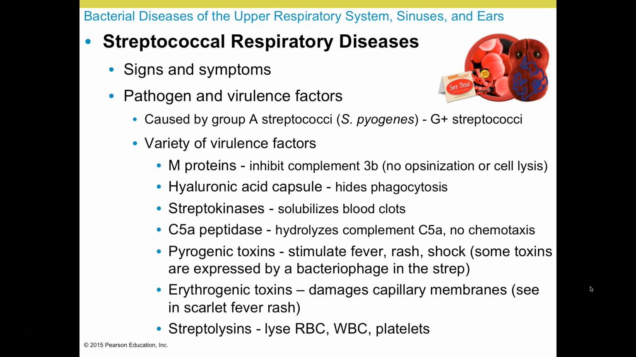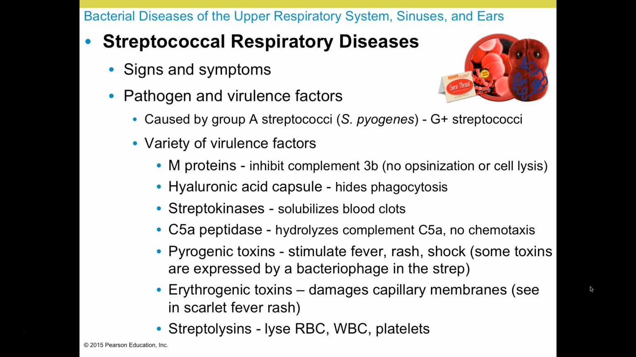Okay, so what are the signs and symptoms? Well, it's caused by group A streptococci. This is a gram-positive bacteria. And basically, your M proteins inhibit the complement C3b. And you also release hyaluronic acid. And this actually avoids phagocytosis from your white blood cells.